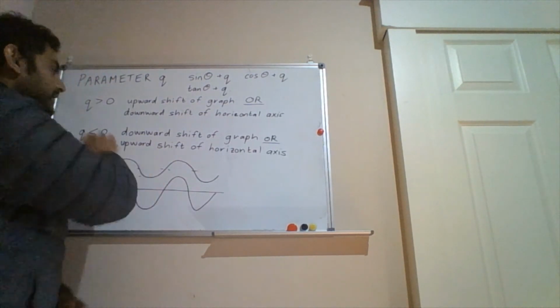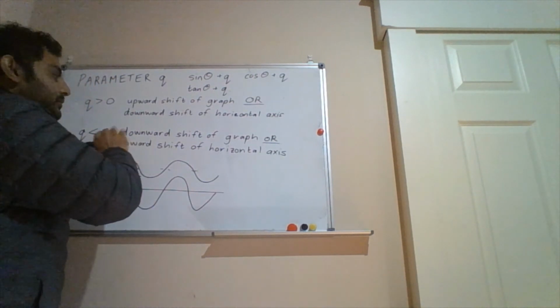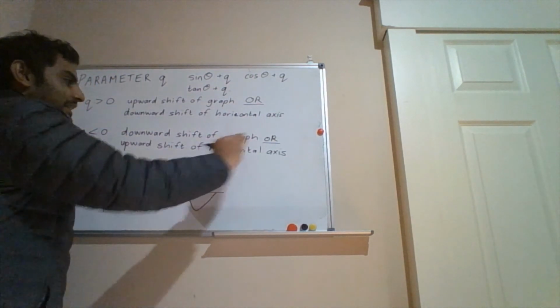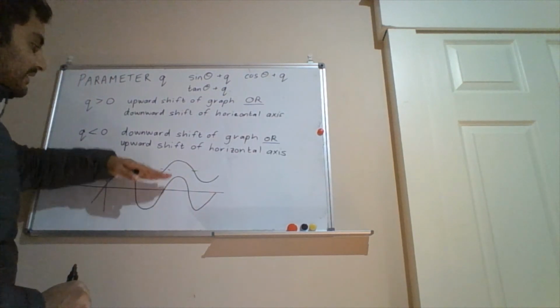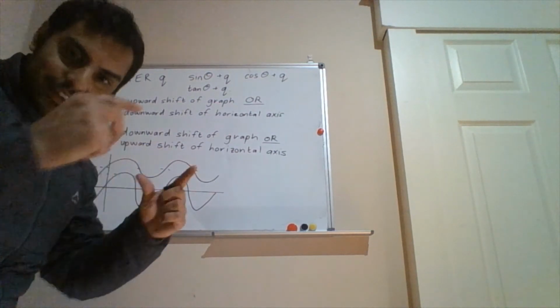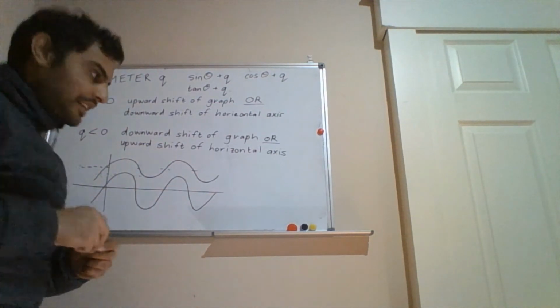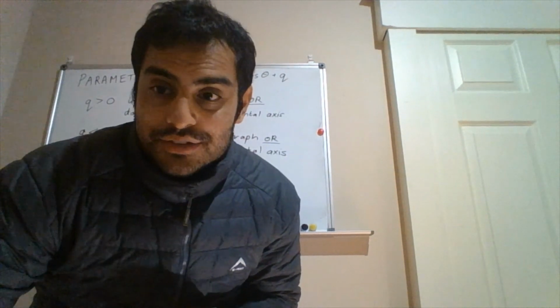Okay, similar kind of idea holds for q less than 0. That will decrease the y values and lead to a downward shift of the graph. And if we move the horizontal axis up, it also means like the graph has shifted down. So let's look at an example with some numerical values.